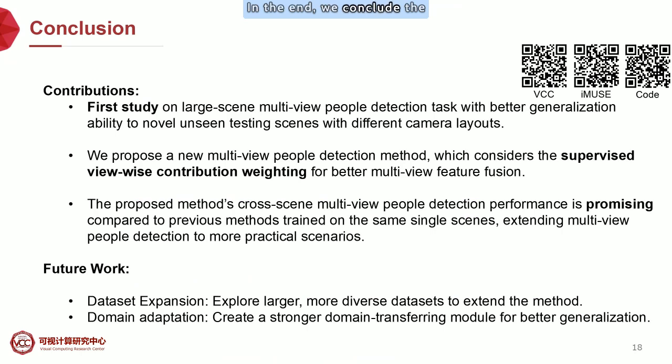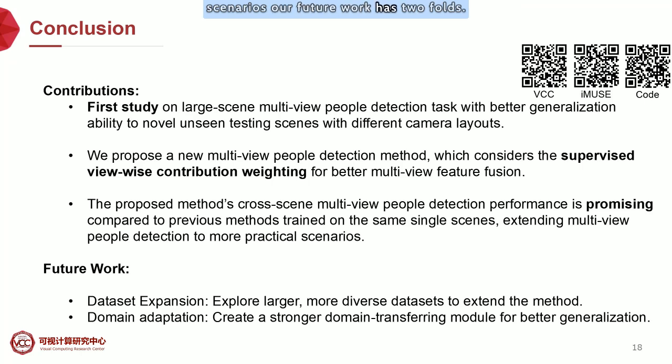In the end, we conclude the contributions of the proposed paper. It is the first study on large scene multi-view people detection task with better generalization ability to novel unseen testing scenes with different camera layouts. We propose a new multi-view people detection method, which considers the supervised view-wise contribution weighting for better multi-view feature fusion. At last, the proposed method's cross-scene multi-view people detection performance is promising compared to previous methods trained on the same single scenes, extending multi-view people detection to more practical scenarios.